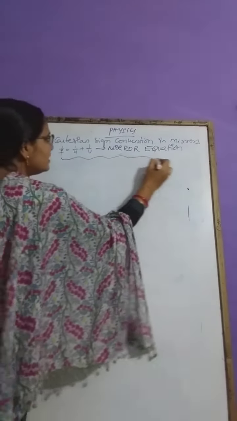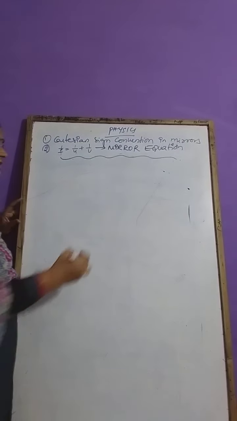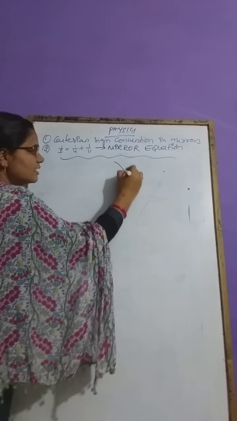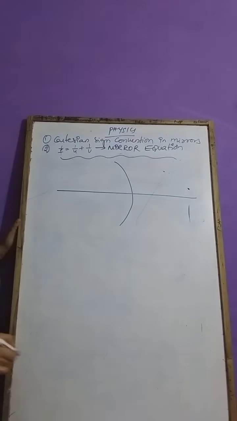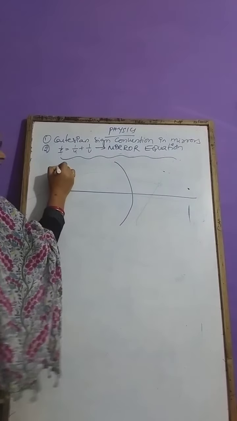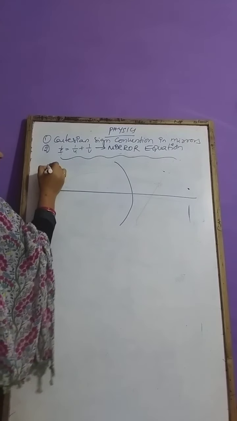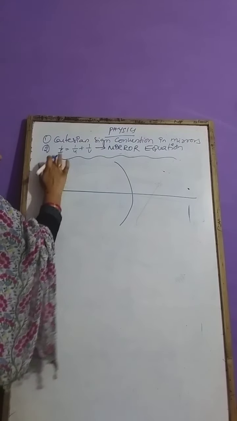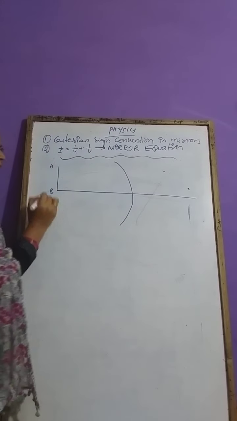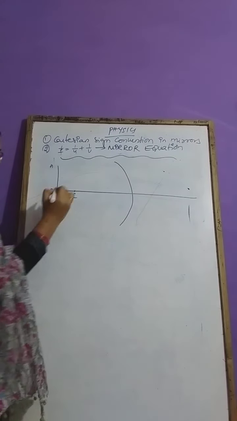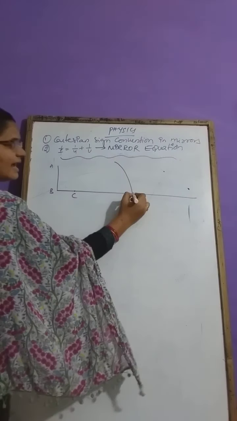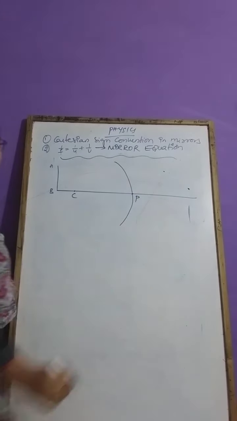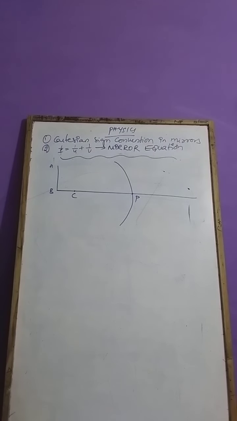Let us consider a concave mirror as usual. Let us assume a principal axis. Consider an object AB, which is placed beyond the center of curvature, and let P be the geometrical center of the concave mirror, that is the pole.